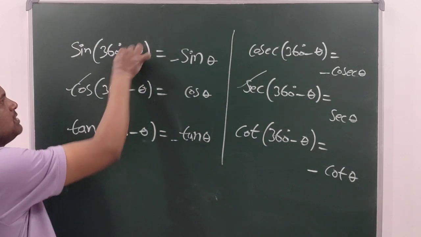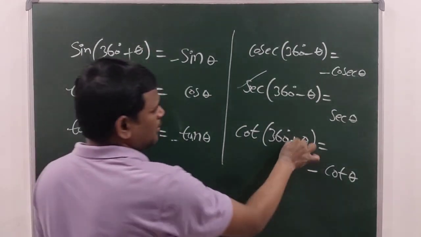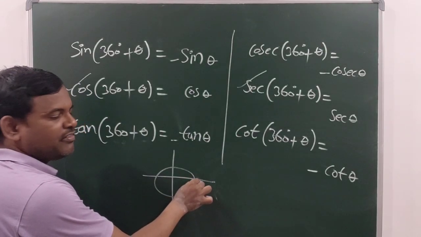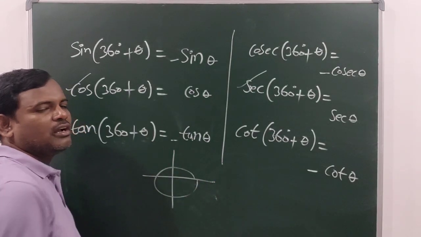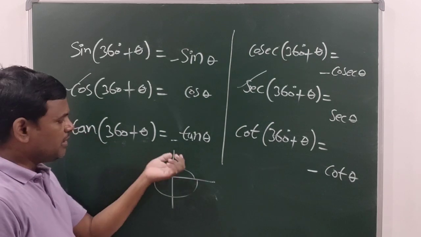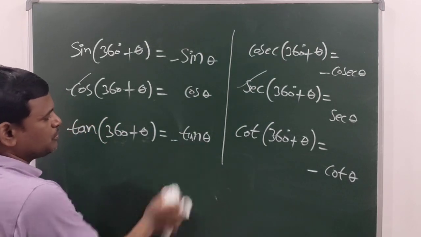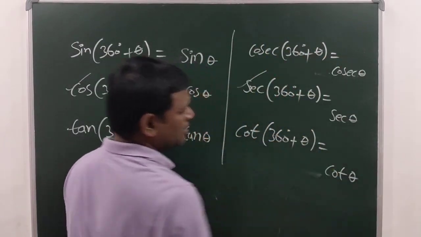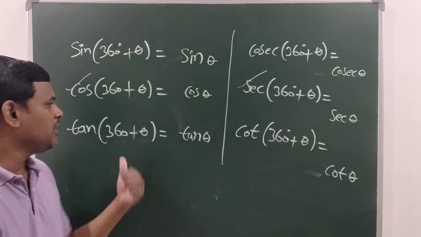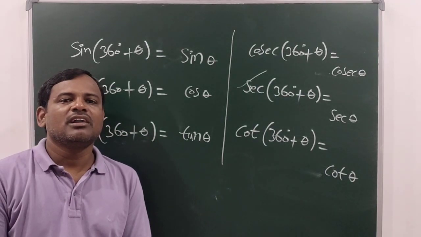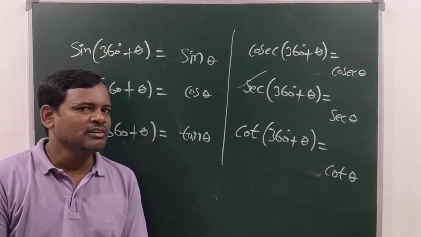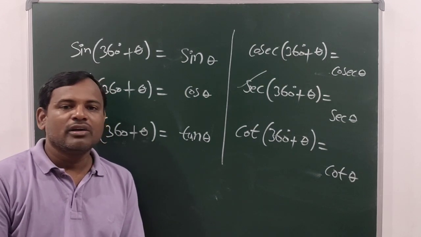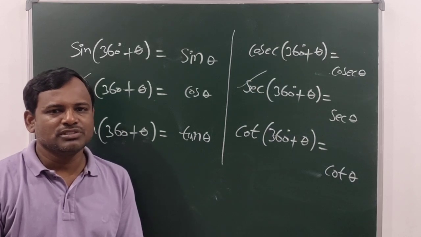Right. Now let us go to the plus. Plus means one rotation is completed and we are adding something to it, means it goes to the first quadrant. In the first quadrant, all are positive. I hope you have understood this transformation, how these ratios have changed. If you have understood this concept, you will be able to answer some questions.